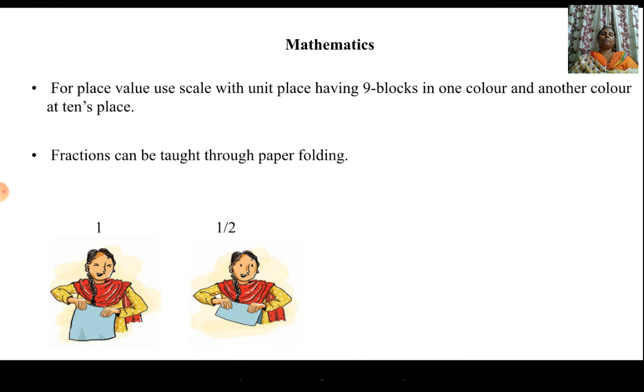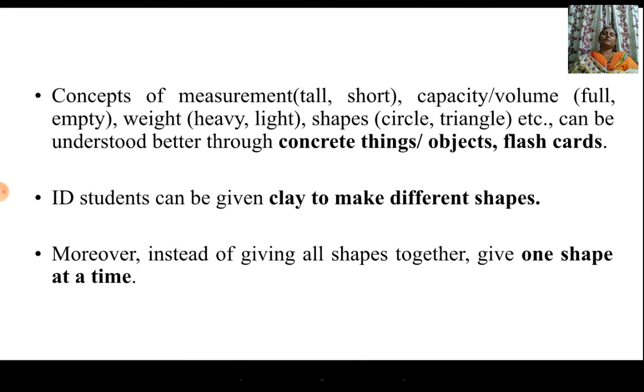See the picture. This girl is holding a full paper, isn't it? Which means whole. See the next picture. The girl is folding the paper into half, which means one, when folded either vertically or horizontally, it becomes half of it. So through these activities, we can make the child understand the mathematical concepts.